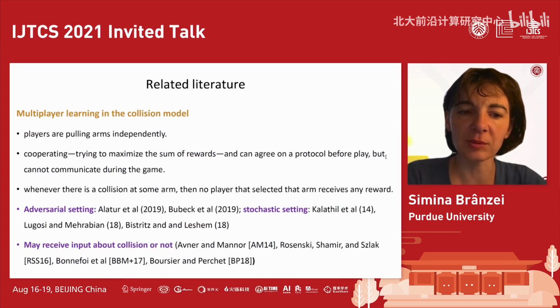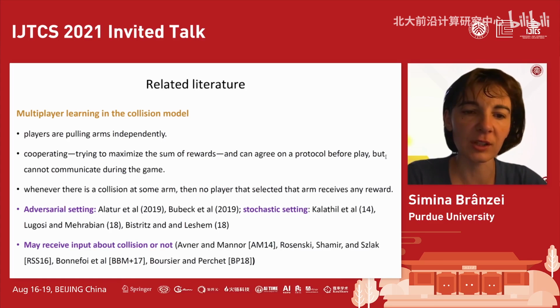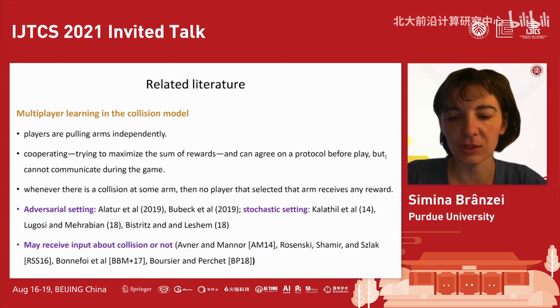So this model has been studied in an adversarial setting, where basically the rewards for the arms are generated by an adversary, or the stochastic setting, and also whether the players receive input about the collision or not, like whether the players have any idea that they collided, or it just happened that they got a 0.